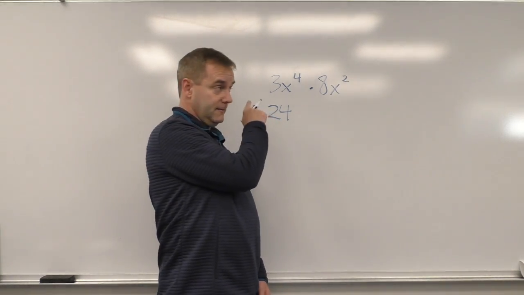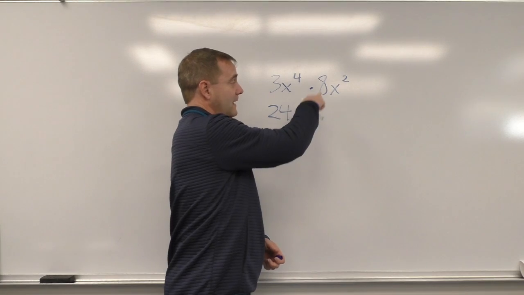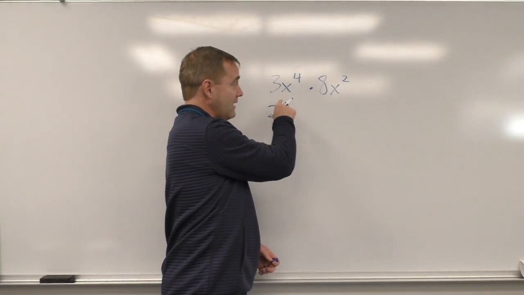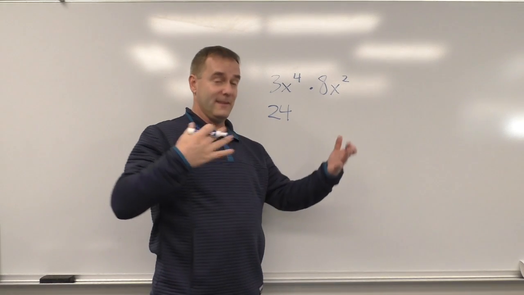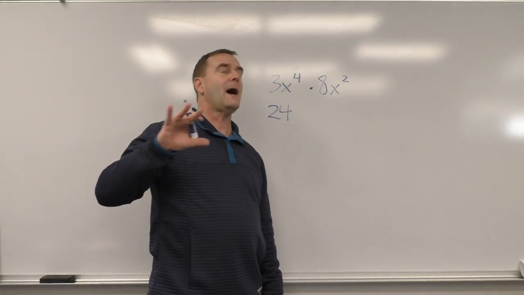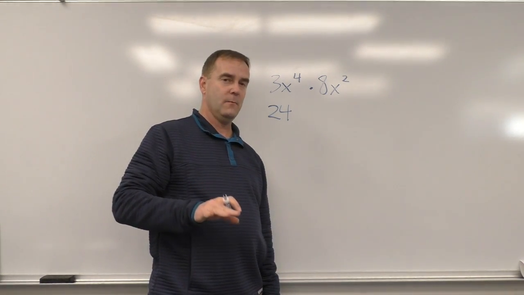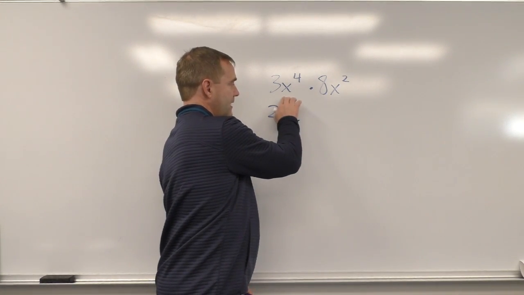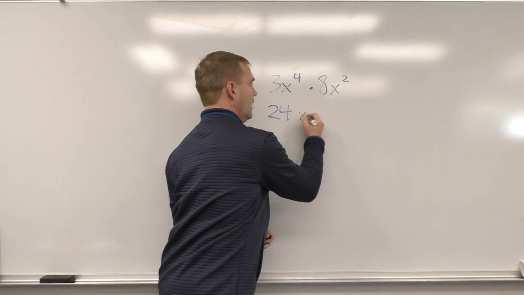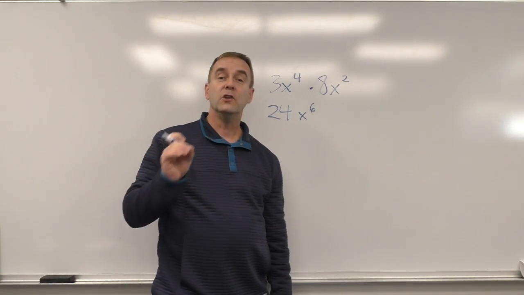But then we're going to take the variables, the things we don't know what they contain yet, the x to the 4th and the x squared. We know there's something in x, we just don't know what it is. And we're going to take x to the 4th times x squared. This is where it confuses people, because what you do now is you add the exponents. Wait, stop, think of it a different way. You're not adding the exponents, you're counting how many x's there are. x times x times x times x times x times x is a total of x to the 6th. You're not adding, you're counting.